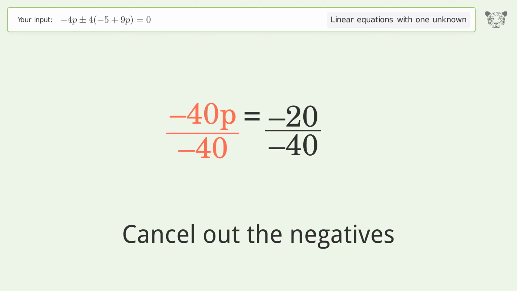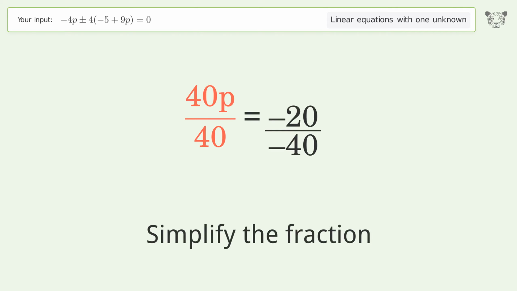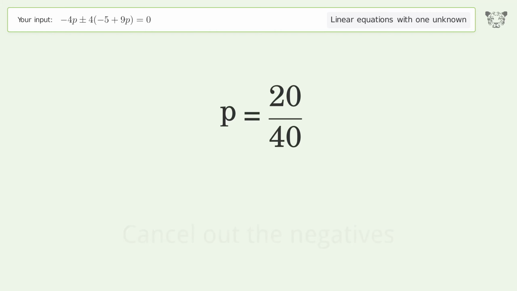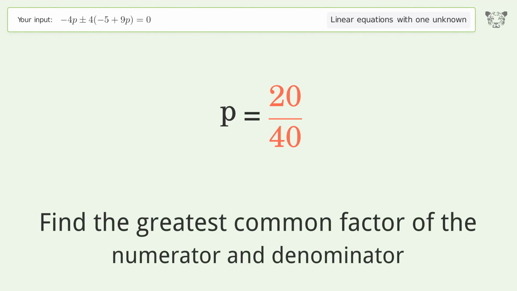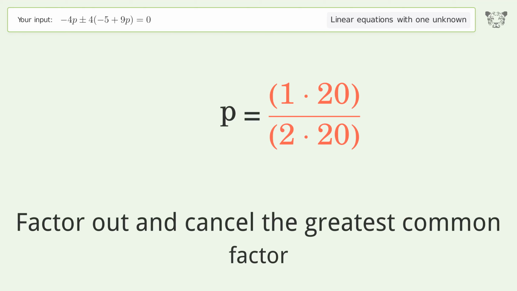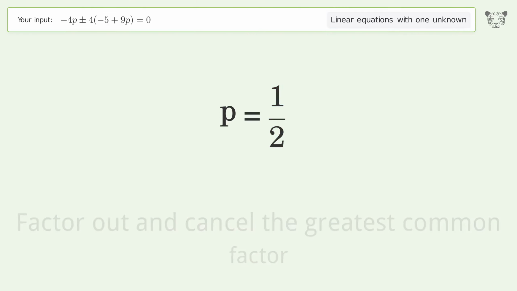Cancel out the negatives. Simplify the fraction. Cancel out the negatives. Find the greatest common factor of the numerator and denominator. Factor out and cancel the greatest common factor. And so the final result is p equals 1 over 2.